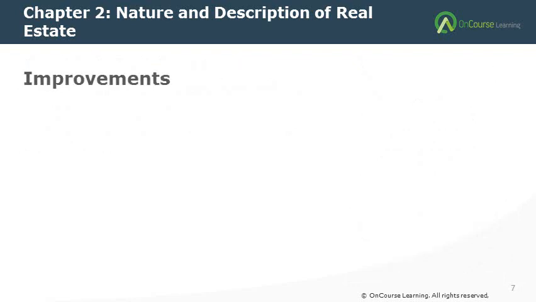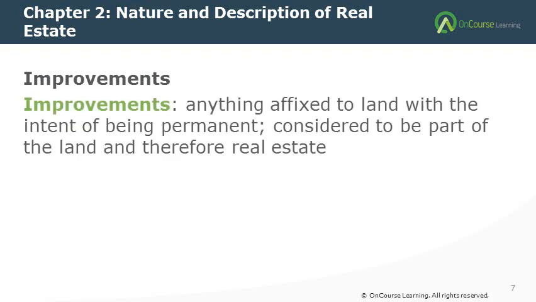Real estate also includes improvements, anything affixed to the land with the intent of being permanent. It is considered to be part of the land and therefore real estate. Examples include homes, buildings, fences, roads, pipelines.